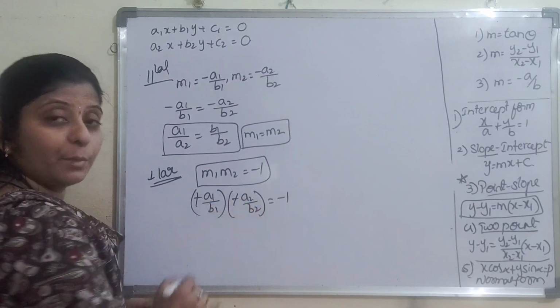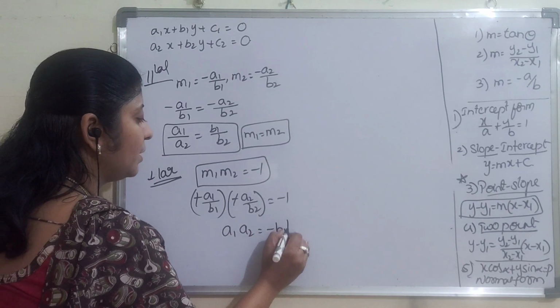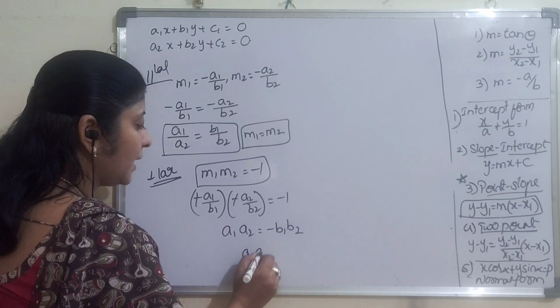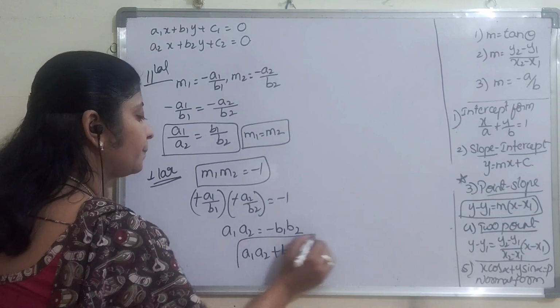So minus becomes plus. a1 a2 equal to minus b1 b2. So a1 a2 plus b1 b2 equal to 0.